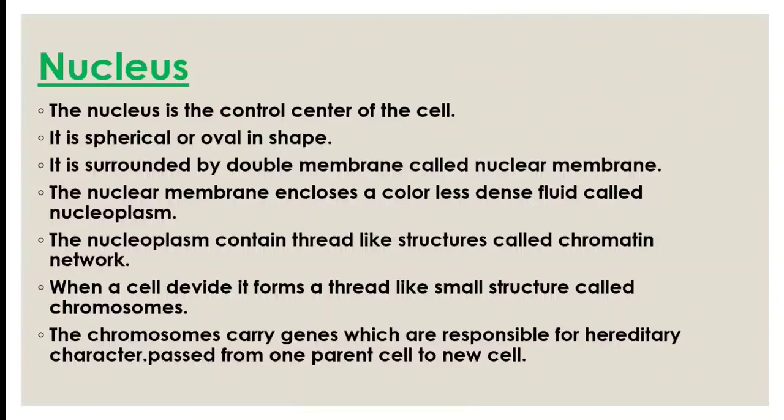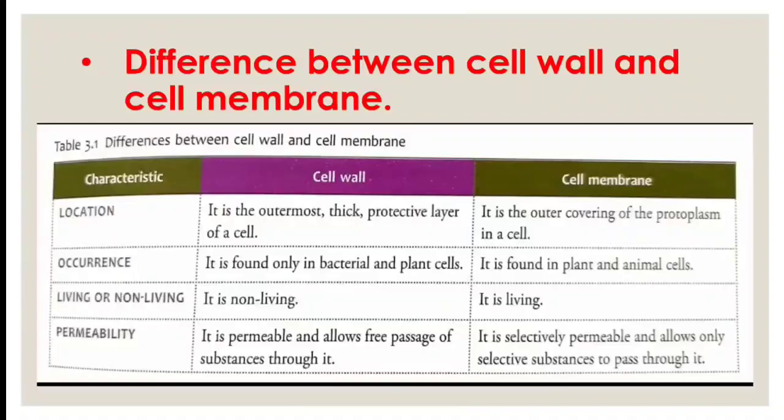Now we will study the second part of the protoplasm, which is the nucleus. I have already told you there are two parts of protoplasm. One is the nucleus, the inner denser part, and the outer one is the cytoplasm. The first part of the protoplasm we will discuss now is the nucleus. The nucleus is the control center of the cell.